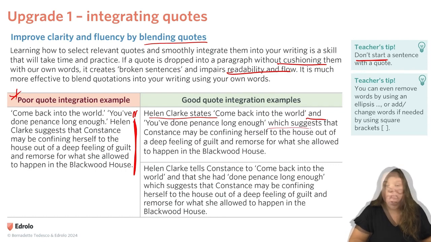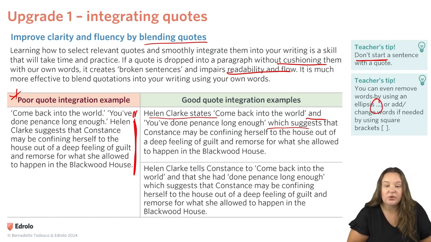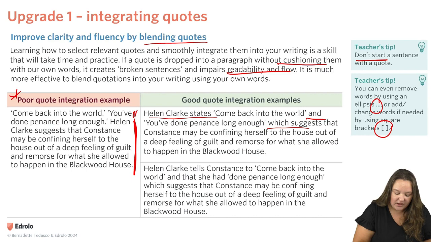You can even remove words by using an ellipsis, that's those 3 dots, or add and change words if needed by using square brackets. Now, if you're adding and changing words by using square brackets, you can't actually change the meaning of the quote. You can only really change personal pronouns, and past, present, future tense to make it flow better into your writing. Helen Clark tells Constance to "come back into the world."